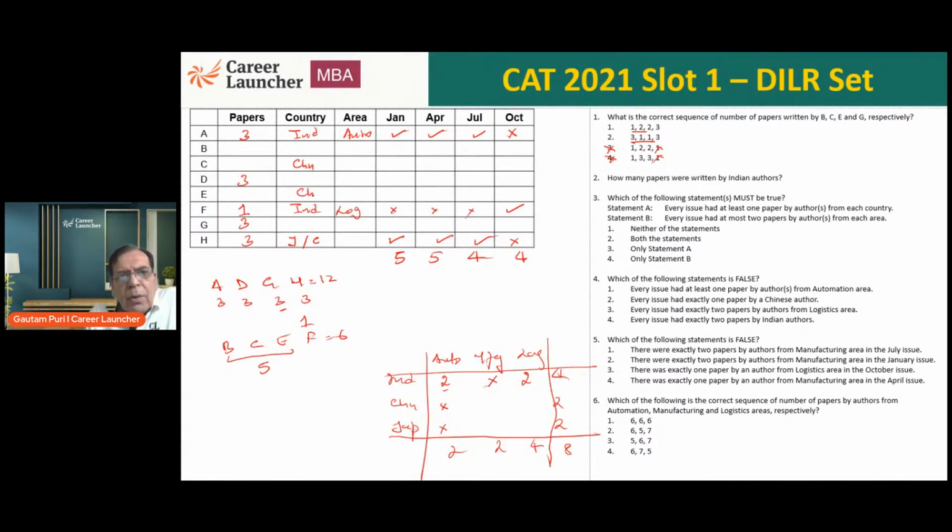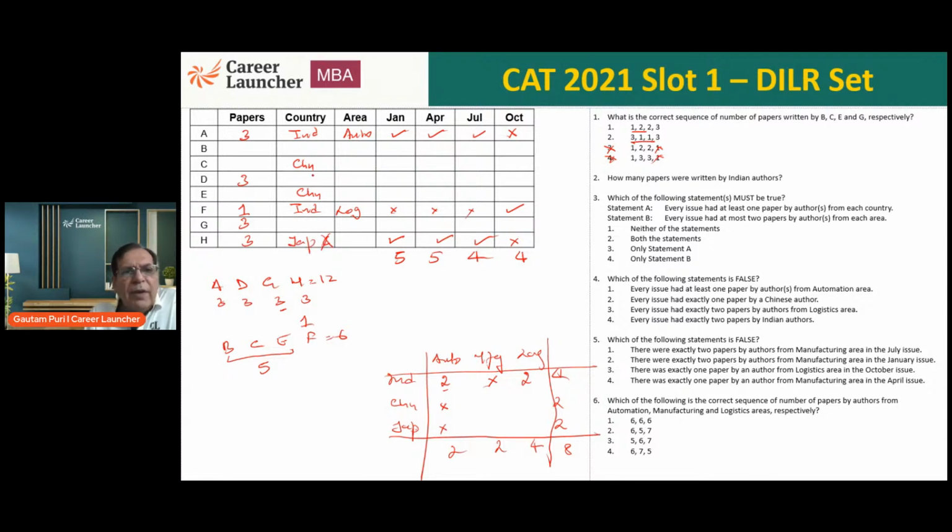E is also China. So 2 Chinese gone. There are 2 Chinese now. What about H? That means H has to be Japanese, because maximum you can have 2 Chinese, and C and E are definitely Chinese, so H cannot be Chinese. It cannot be Chinese, it is Japanese.